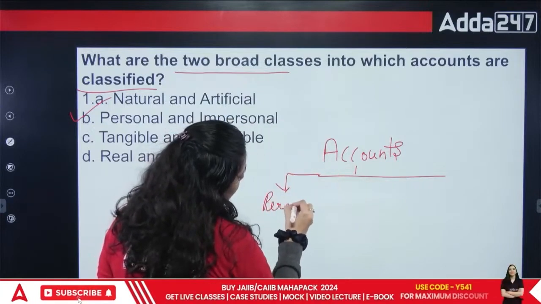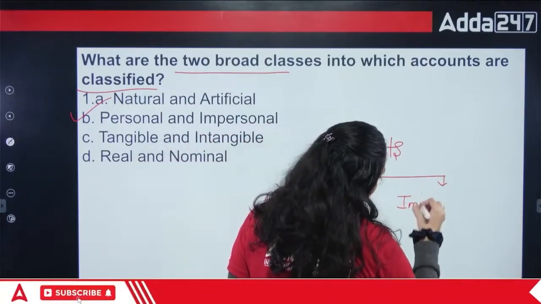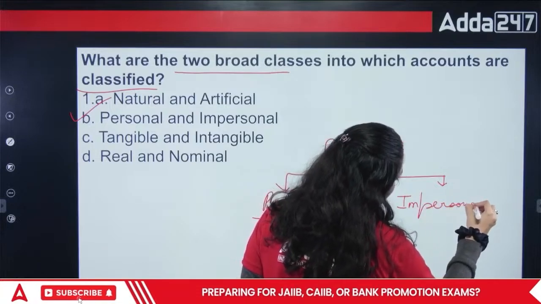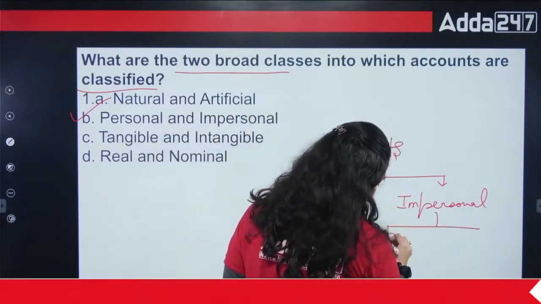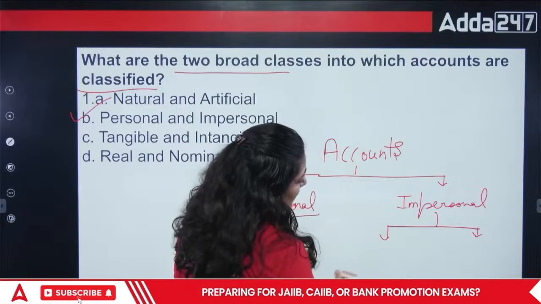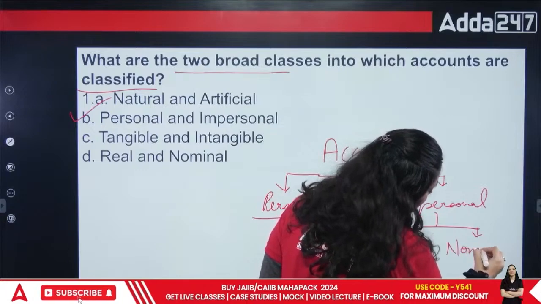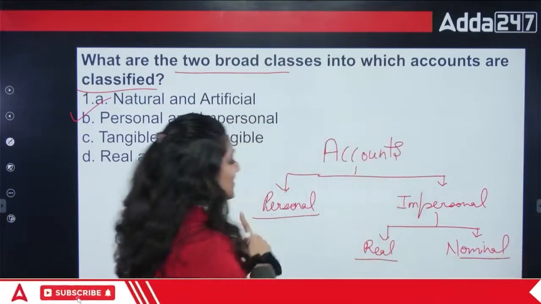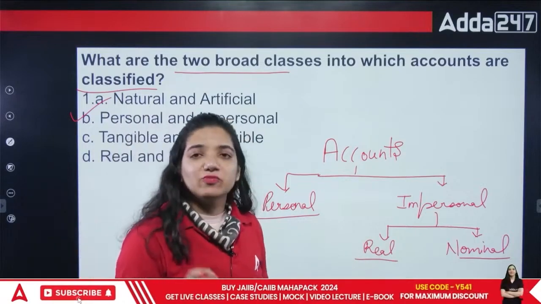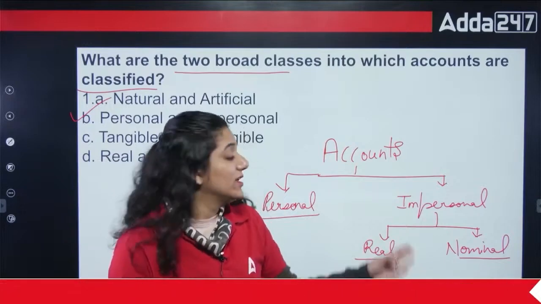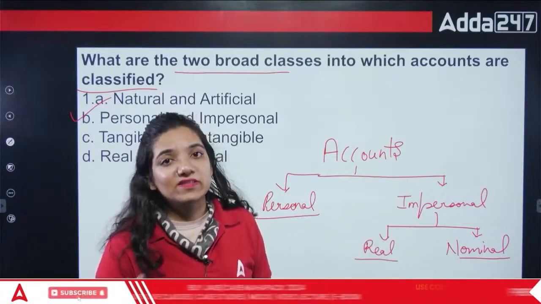Accounts can be classified in the area of personal, and second is impersonal. In the area of impersonal, what do we have? Impersonal, we have real and nominal. Personal means where the names of the persons are involved. Real means where we talk about tangibles and intangibles. The assets which we can touch and the assets which cannot be touched. They are covered under real. And nominal takes up all the expenses of the organization.